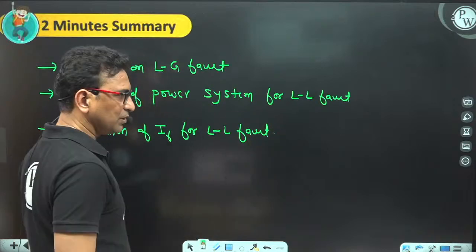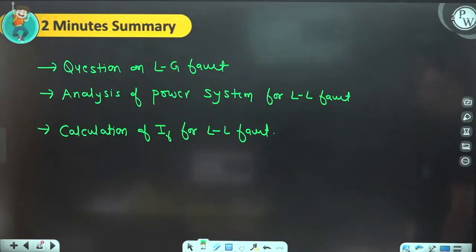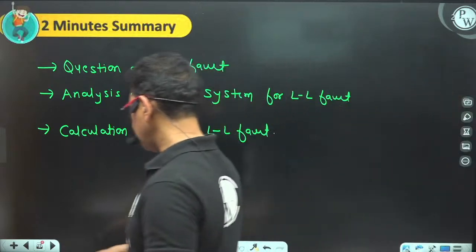So in tomorrow's class, we will continue our discussion from here. I will solve several questions for the line to line fault, and after that I will move to the double line to ground fault. Any doubt?